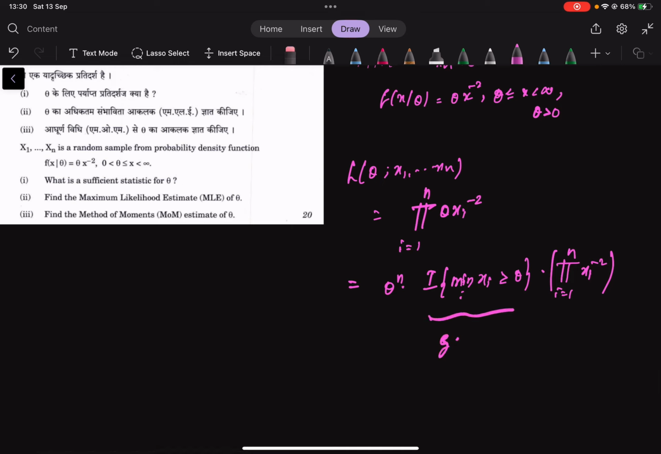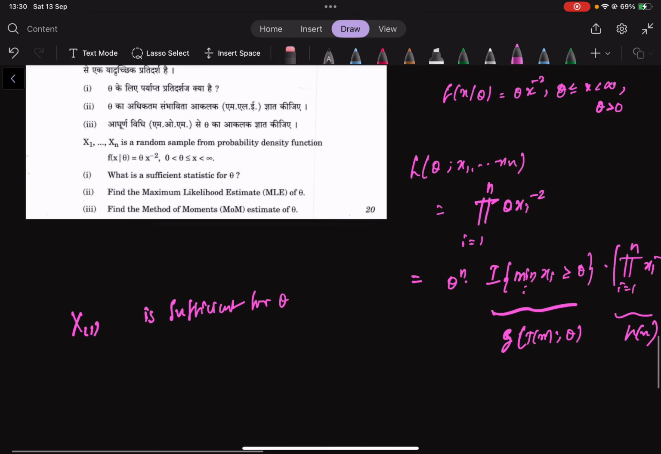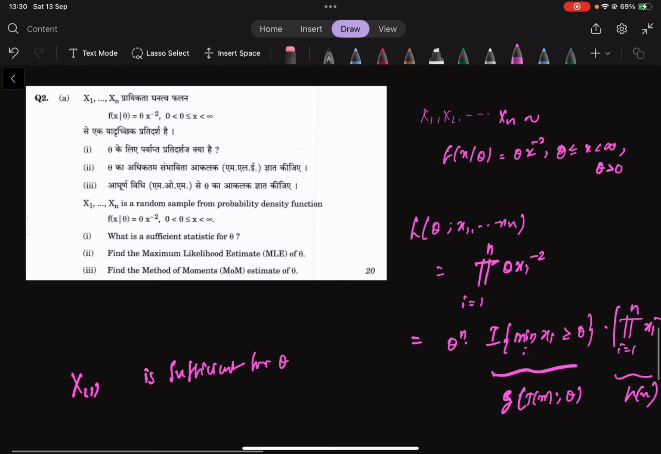So if we consider this as g of T of x comma theta, and this is our h of x, then by the factorization theorem we can say X of 1, the minimum order statistic, is sufficient for theta. So that would be the sufficient statistic.